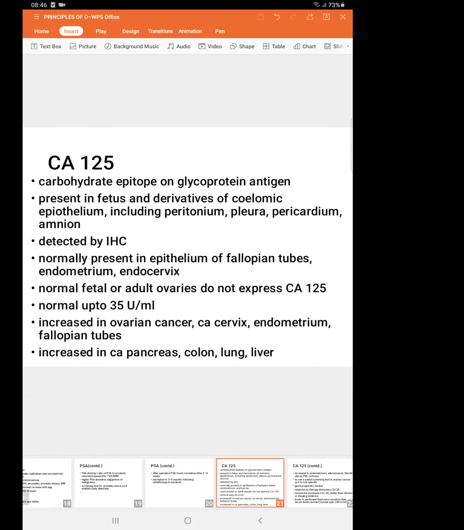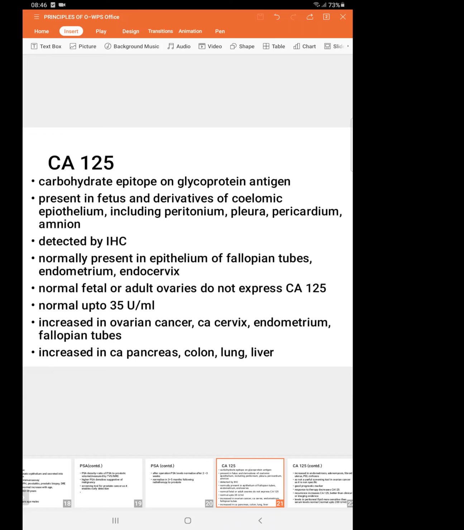CA125 is a carbohydrate epitope on a glycoprotein antigen. It is present in the fetus and in the derivatives of the coelomic epithelium. So peritoneal, pleural, pericardial, and amnion will have CA125. It is detected by immunohistochemistry. It is normally also present in the epithelium of the fallopian tubes, endometrium, and endocervix, but normal fetal or adult ovaries do not express CA125.